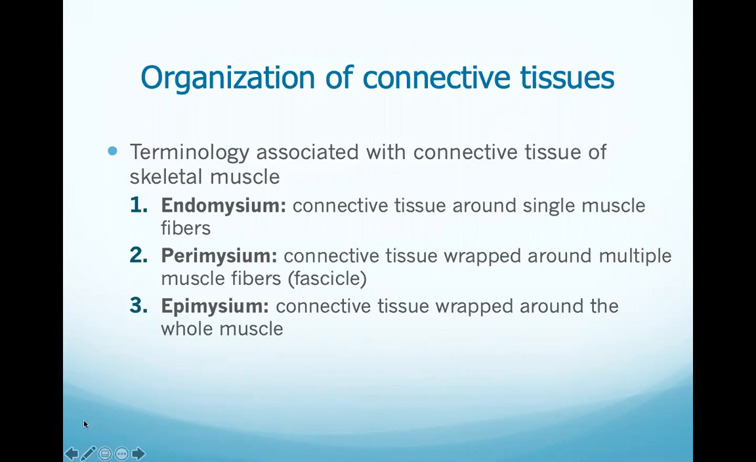We have the outermost layer of connective tissue that is wrapped around your whole muscle, and that is referred to as the epimysium. Within the whole muscle, we have smaller structures called fascicles, and these fascicles are wrapped with a connective tissue called perimysium. And within these fascicles, I have groups of individual muscle fibers, which are basically my muscle cells, that are wrapped on their own with a connective tissue called endomysium.